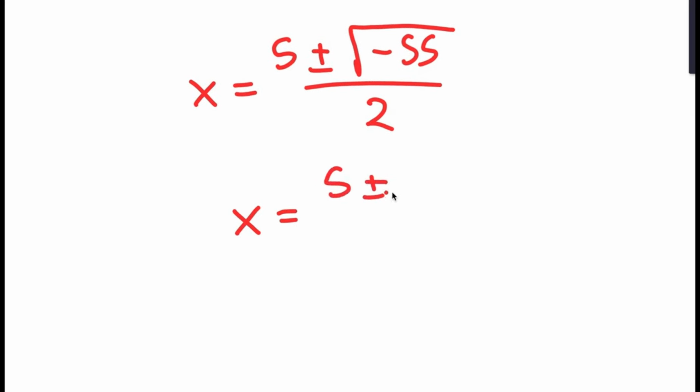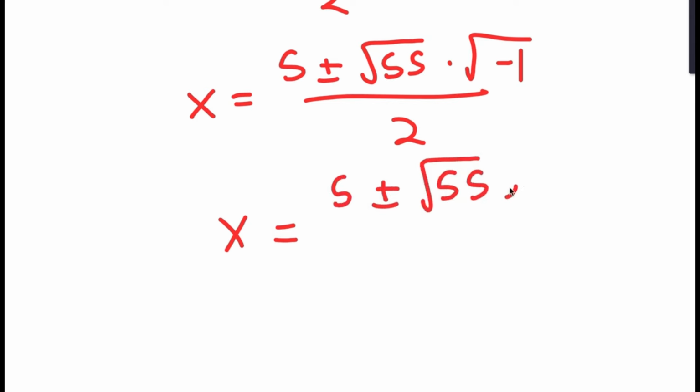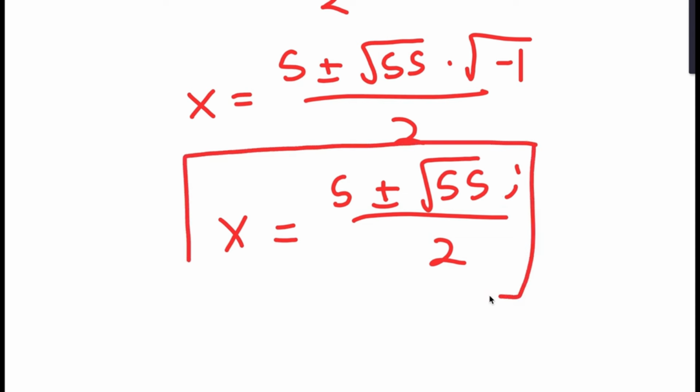Now, this is equal to the square root of 55 times the square root of negative 1 over 2. And the square root of negative 1 is equal to the imaginary number i. So I get 5 plus or minus the square root of 55i over 2. So this is two more solutions to this equation.